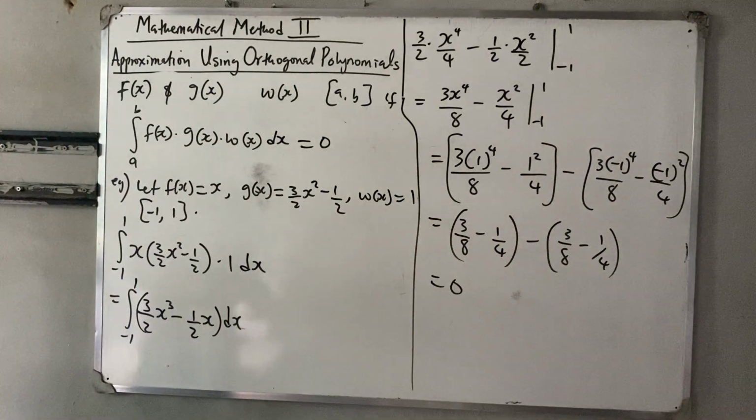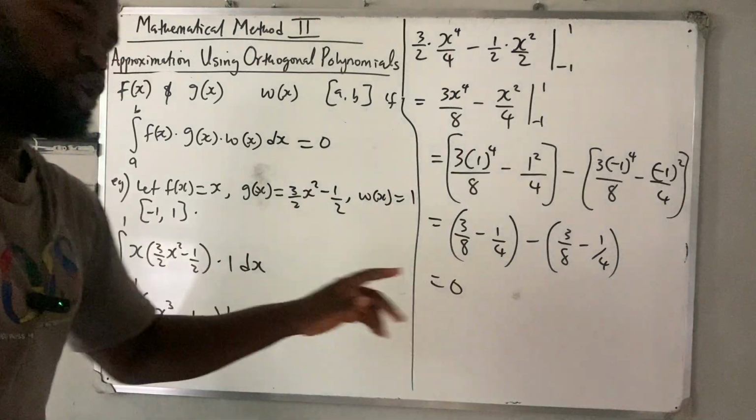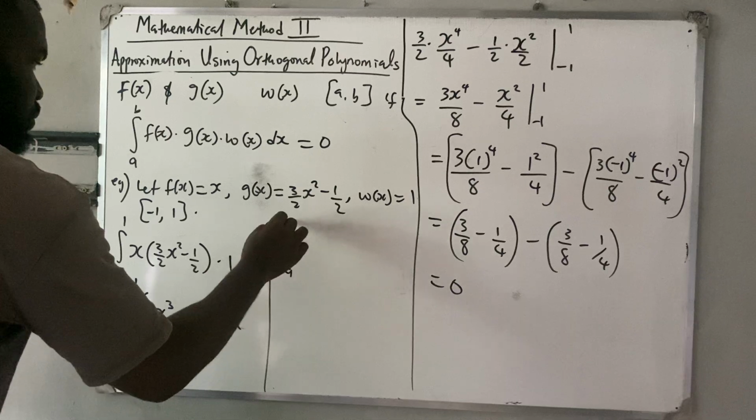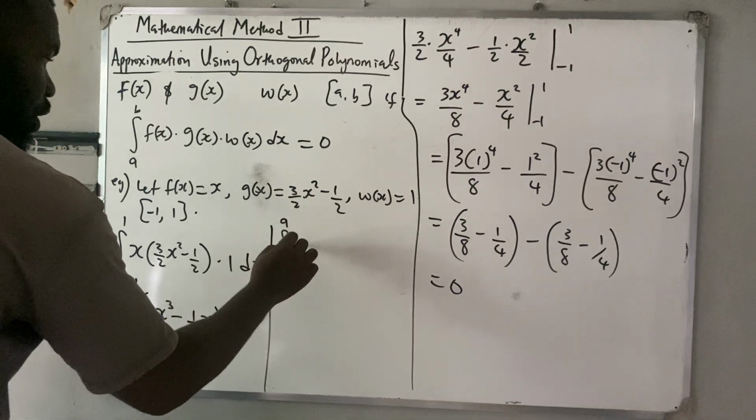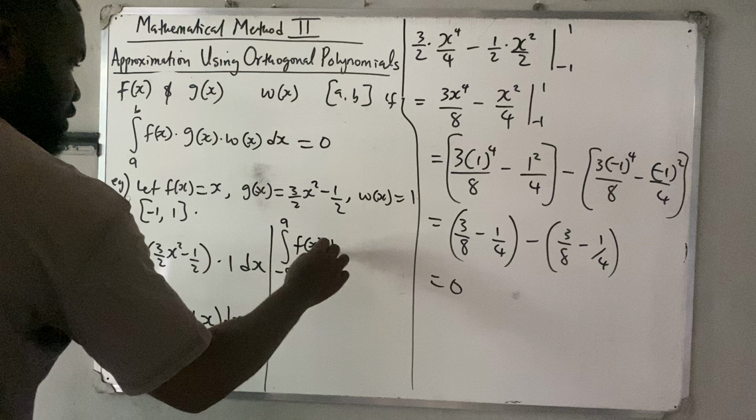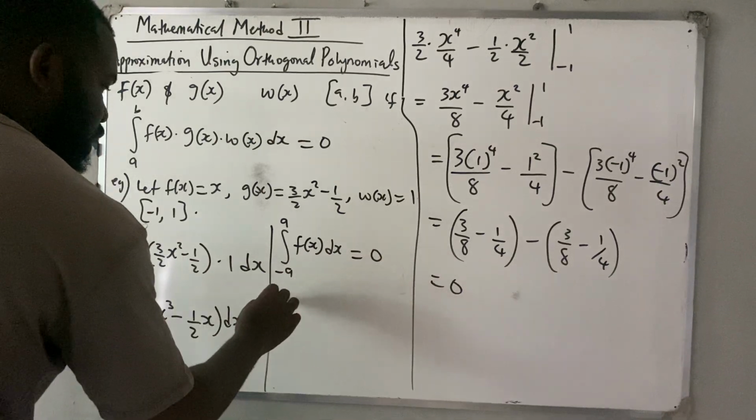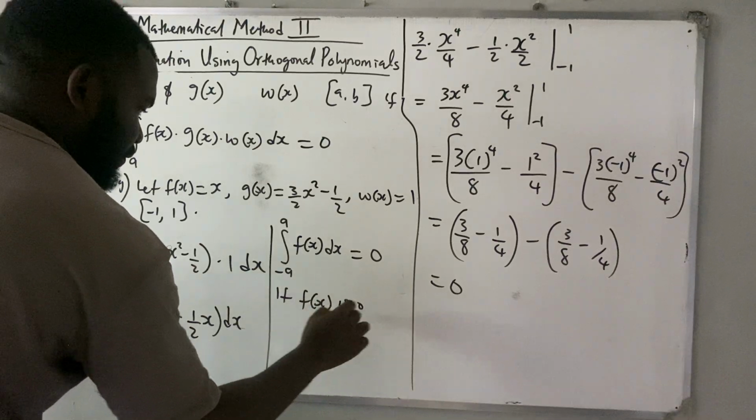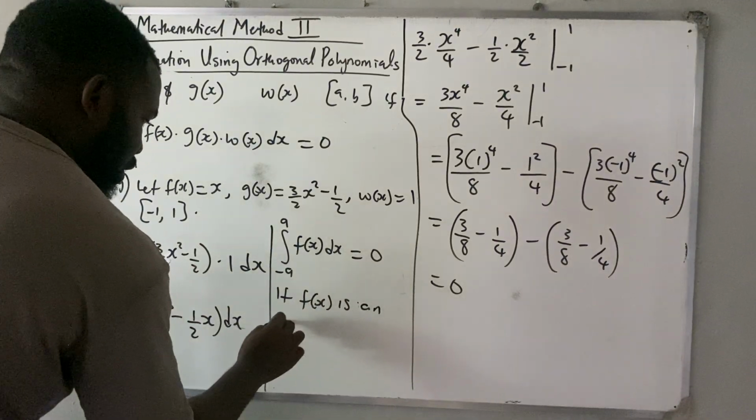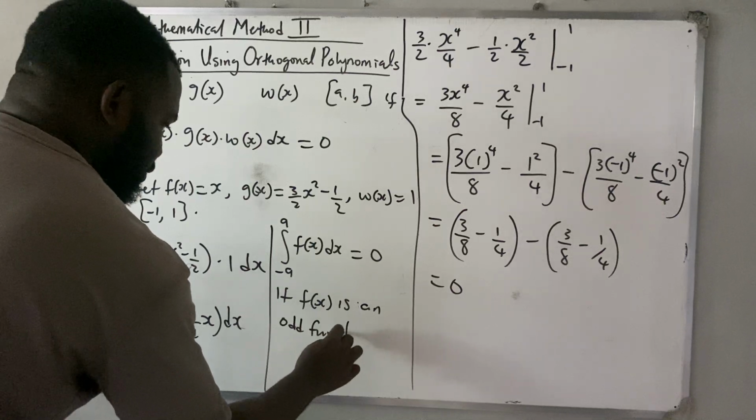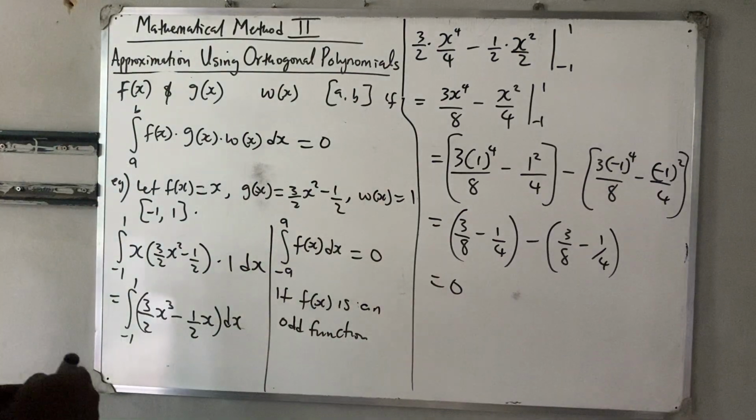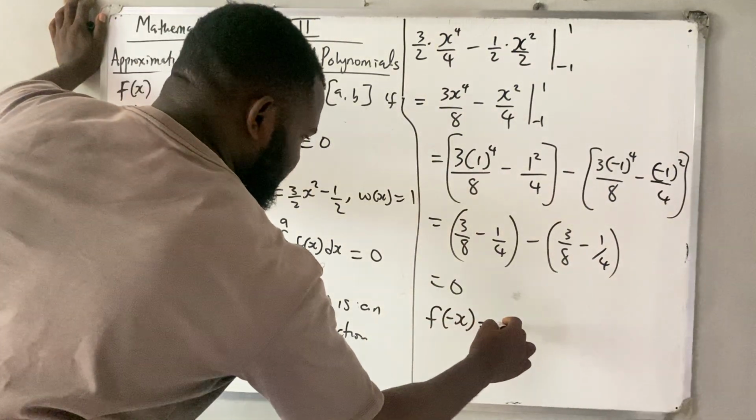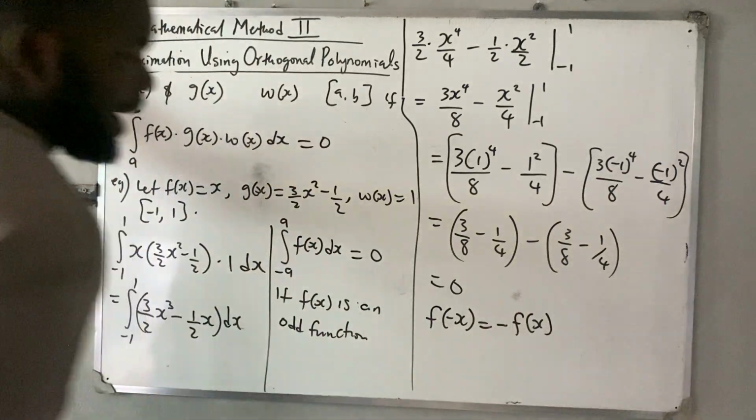Okay, now even without solving all this from here, you should note that whenever you have the integration from minus a to a of a function f(x) with respect to x, it must give us 0 if that function is an odd function. Okay, odd function. So what do we mean by an odd function? Don't forget that an odd function says that f of minus x must give you the same thing as minus f of x. That is what we mean by an odd function.